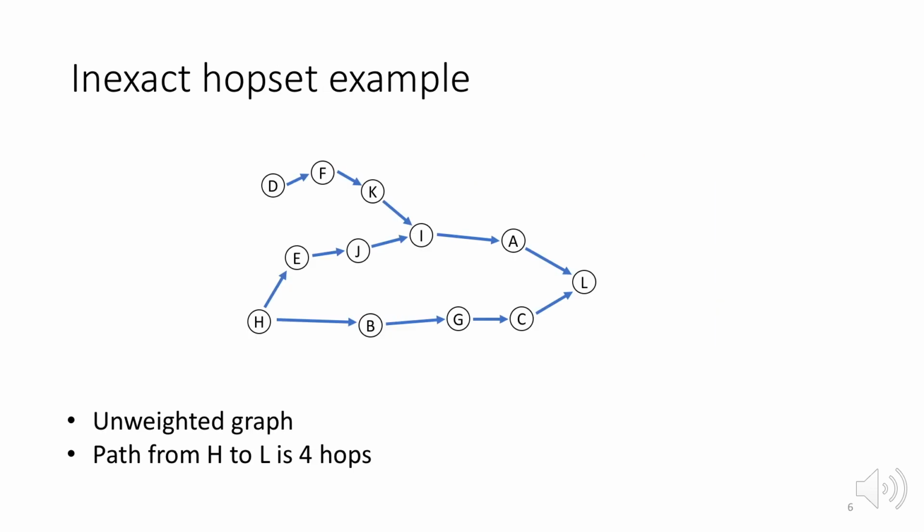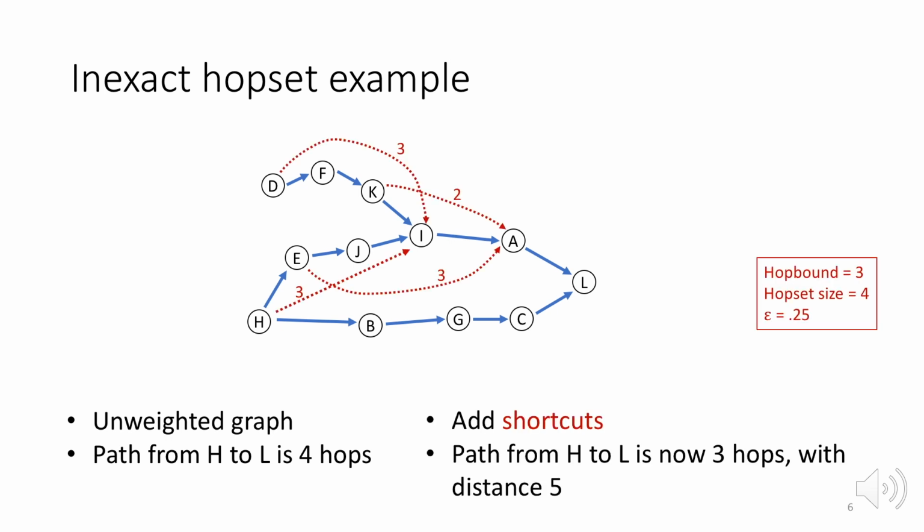Now I'll show an example of an inexact hopset. So here we have an unweighted graph, and the path from the node H, which is on the bottom left, to the node L, which is on the right, is 4 hops. So now we add shortcuts, which are shown in red, and the weight of each shortcut is shown next to the edge. And so now the path from H to L is 3 hops by going from H to I to A to L, but the distance is 5. So now we have a distance that's a 1.25 approximation of the distance in the original graph.